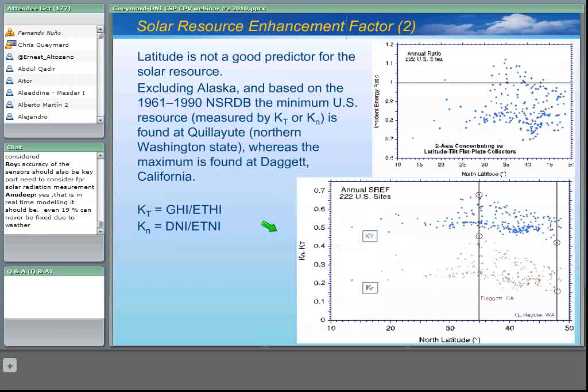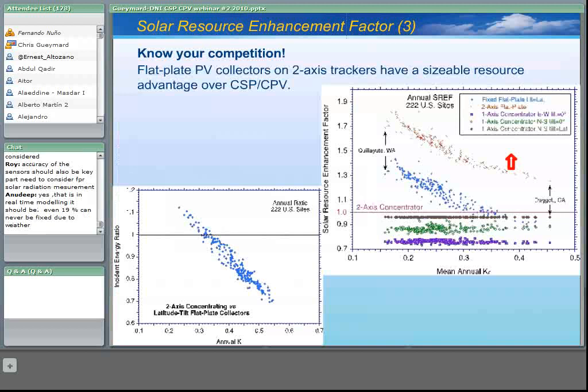So there are other ways of looking at this, and this is through, rather than using latitude, using those clearness ratios, if you want. So here, for example, we have same kind of plot as before, but as a function of the annual KN value. And this is interesting because, if you are interested in CSP and CPV, you also need to know your competition. And the competition will probably be from the flat plate PV collectors, either on a fixed tilt or fixed surface, or on two-axis trackers. And those two-axis trackers with flat plate PV do have a larger resource than CSP and CPV, and this is for a typical two-axis tracker flat plate PV resource.